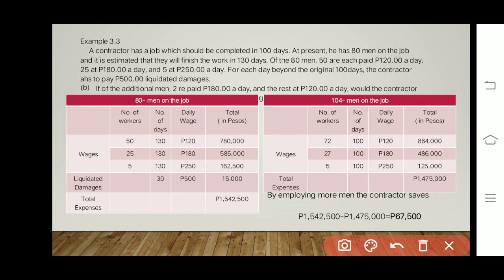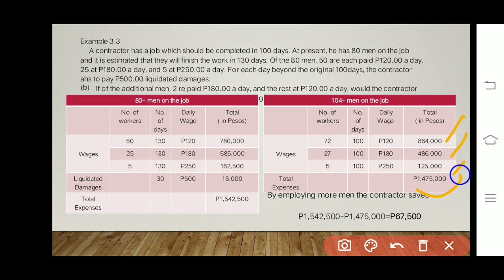So, pagdating naman dito, sa second alternative natin, let's say, nag-hire tayo ng additional 24 men. So, ito na yung equation. Yung computation. So, dito, naging 72 na. Bakit? Kasi, di ba may additional 22 workers tayo na babayaran ng 120 pesos per day. Asan yung dalawa? Ang rate naman nila is dito sa 180 pesos per day. So, from 25, naging 27 na ito.